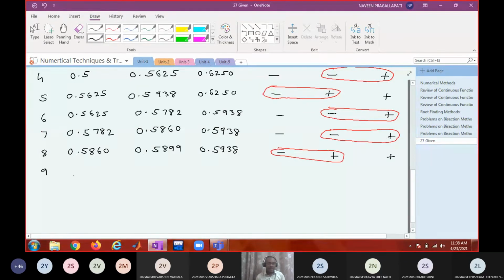So ninth iteration, that means A8, C8. 0.5860, 0.5899, negative, positive. Midpoint 0.5880. Okay. I think maybe by the next iteration you will be able to get 3 decimal place of accuracy. Compute F of C9.